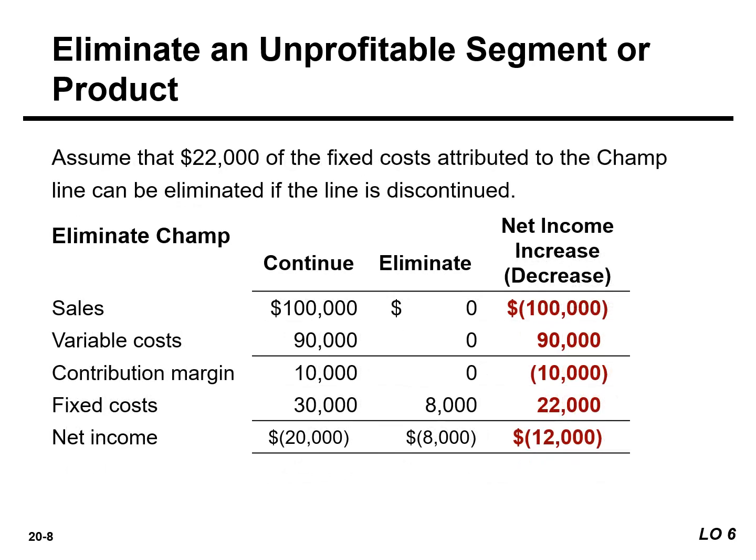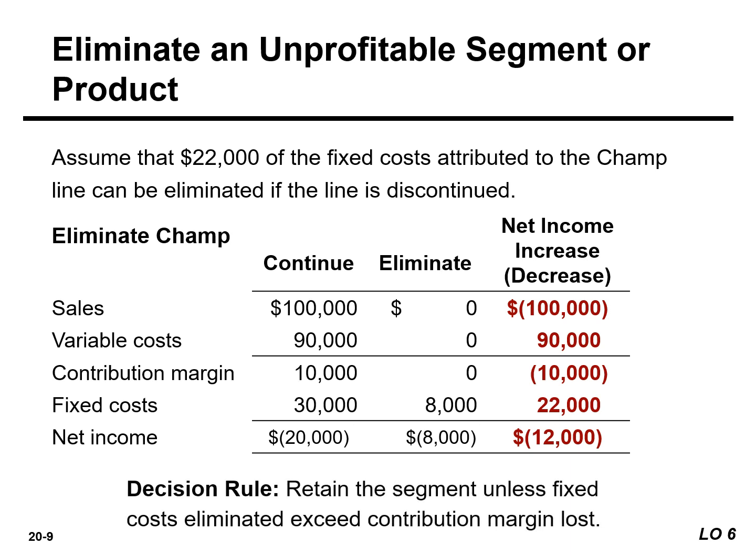Assume the same facts as before, except now let's assume that $22,000 of the fixed cost attributed to the Champ line can be eliminated if the line is discontinued. In this case, because the company is able to eliminate some of its fixed cost by eliminating the division, it can increase its net income by $12,000. This occurs because the $22,000 savings that result from the eliminated fixed cost exceeds the $10,000 in lost contribution margin by $12,000.